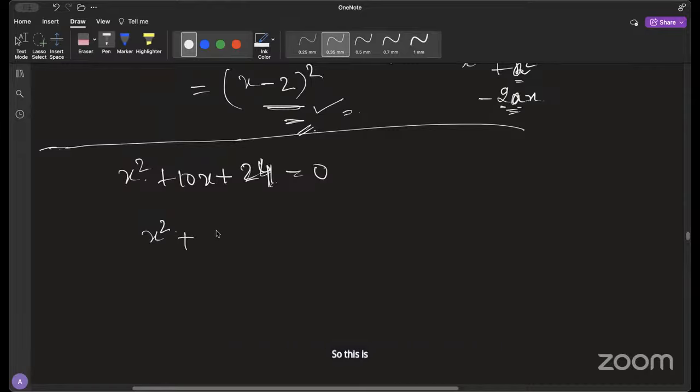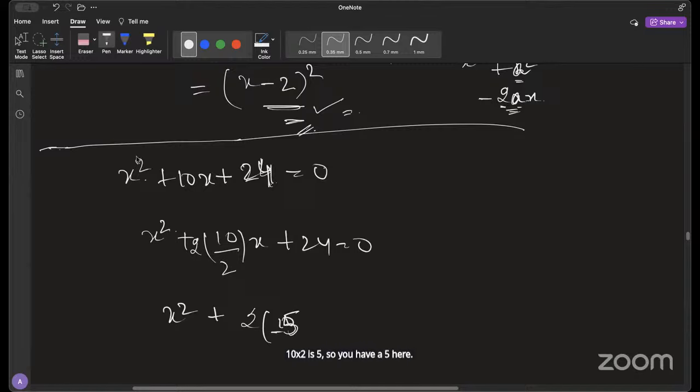So first you divide 10 by 2 and multiply it with a 2. So you'll get this thing and this. And then 10 by 2 is 5. So you have a 5 here. Add the square of 5 and subtract the square of 5. The 24 is already there, right?